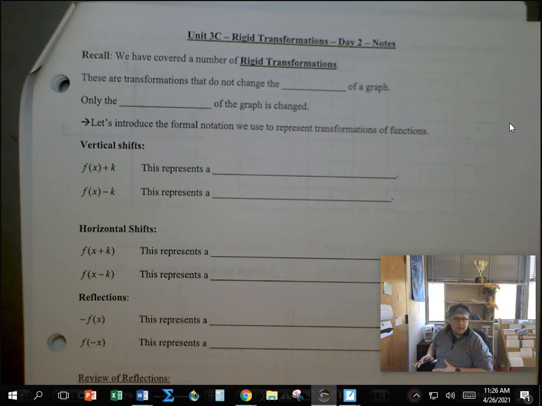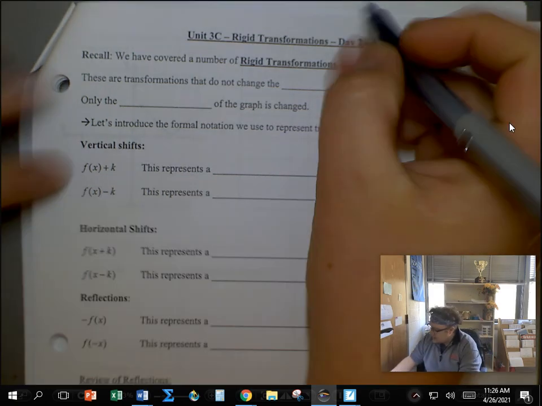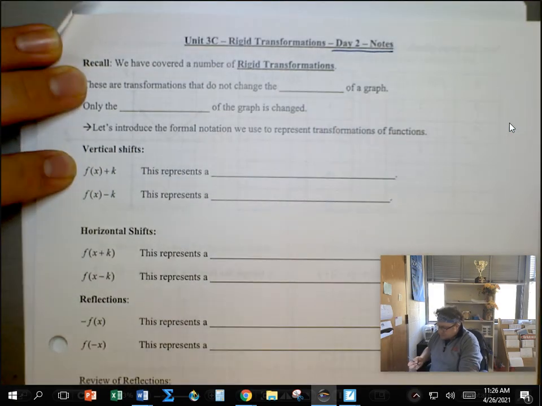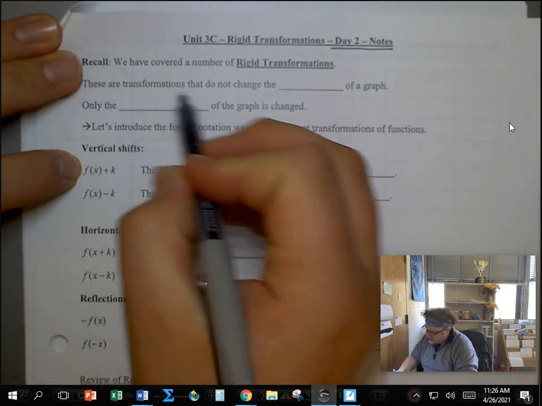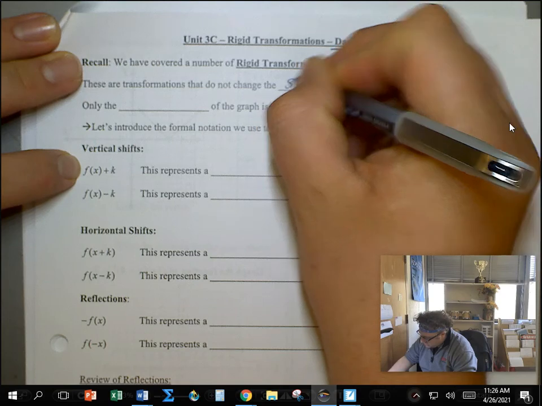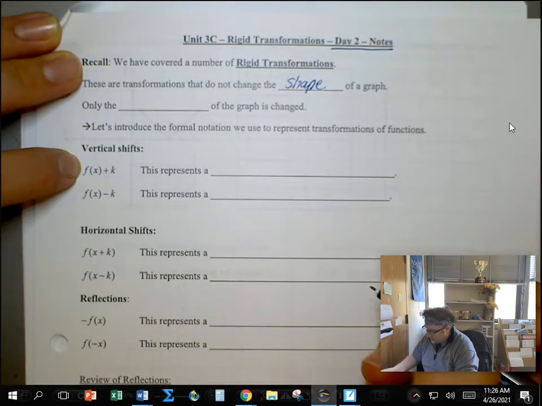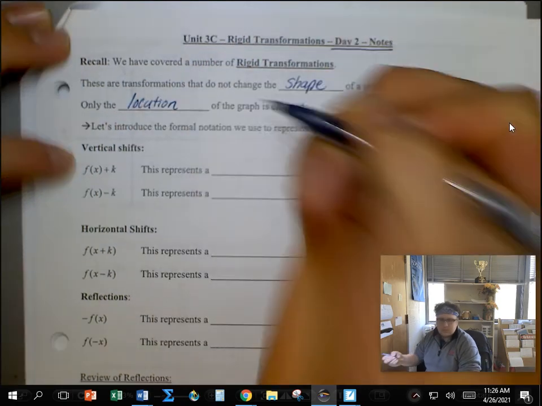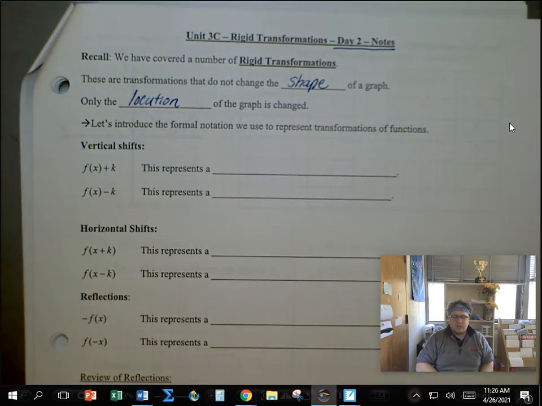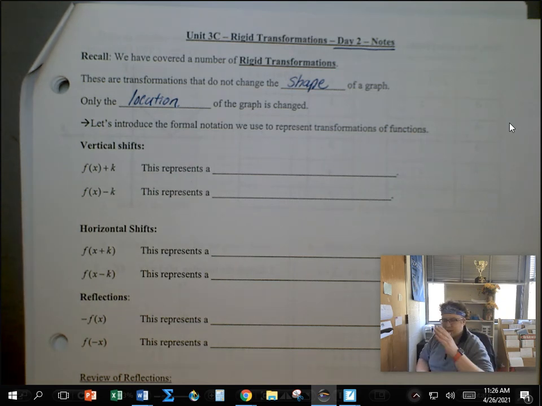The pages are numbered in this packet, but this is the day 2 notes. And as you can see on the slide before, these are transformations that do not change the shape of a graph. They only change the location of the graph. So we're going to take these functions and move them all different ways around, but at the end of the day, they're still going to look exactly the same, just where they are in the coordinate plane will have changed.